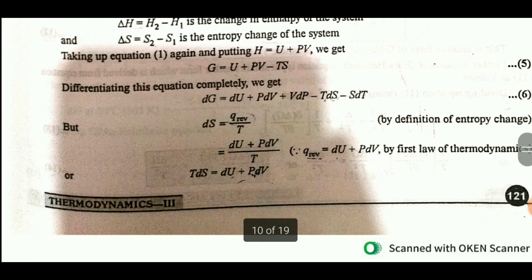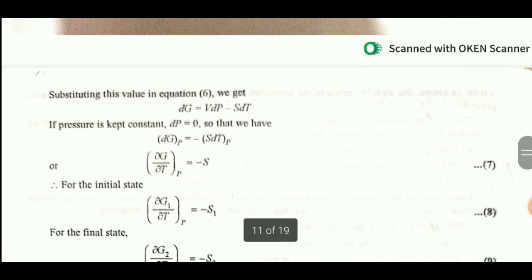Taking up equation 1 again and putting H is equal to U plus PV, we get G is equal to U plus PV minus TS. Differentiating the equation completely, we get TdS is equal to dU plus PdV. Substituting this value in equation 6, we get dG is equal to VdP minus SdT. If pressure is kept constant, dP is equal to 0, so that we have dG at constant pressure is equal to minus SdT at constant pressure.